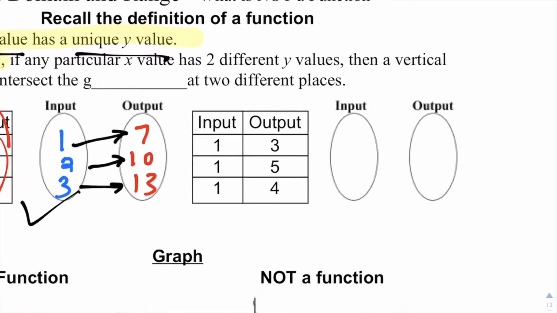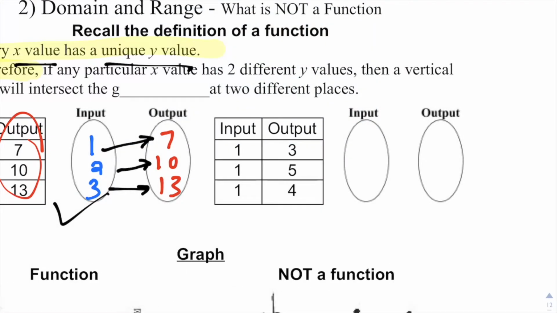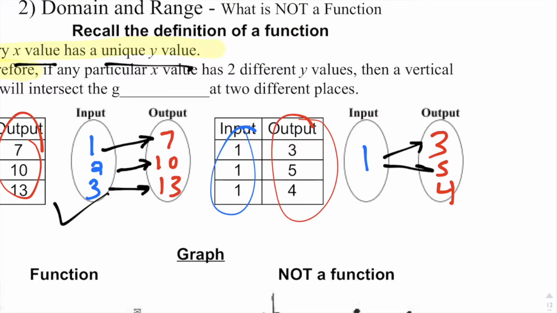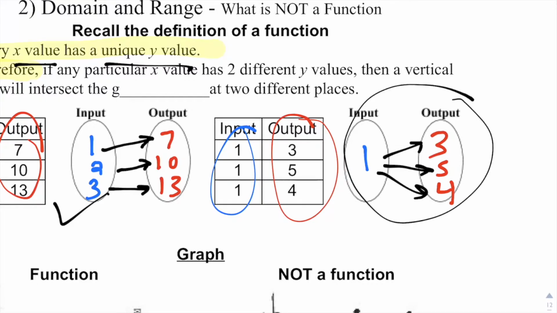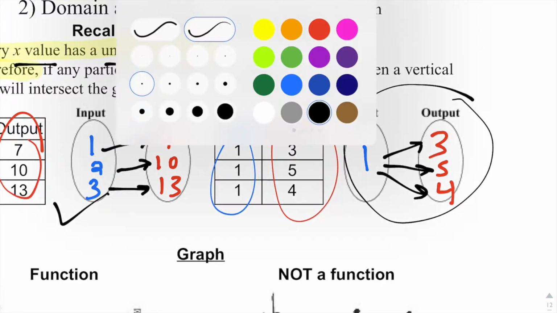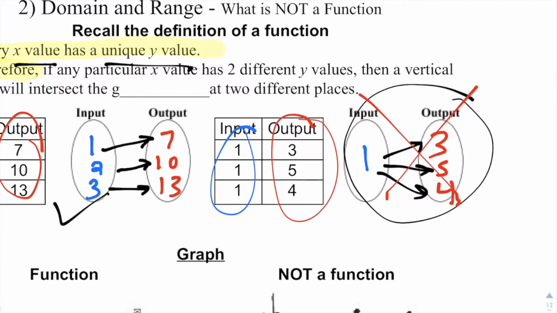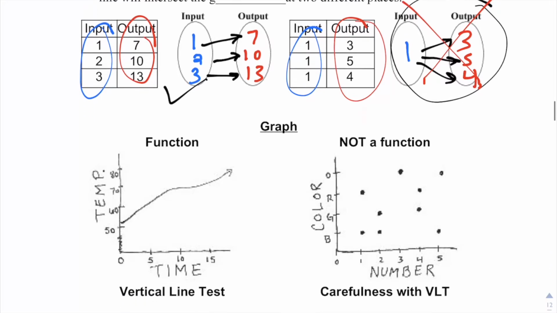Let's come over here and map this one. Input, well, there's only one, and it's 1. That's the only input we have. Outputs, we have 3, we have 5, and we have 4. Let's map it. 1 goes to 3, 1 also goes to 5, and 1 also goes to 4. So for this input, there were 3 outputs. So this is definitely not a function. It doesn't follow the definition. Let's look at a graph and how that works.